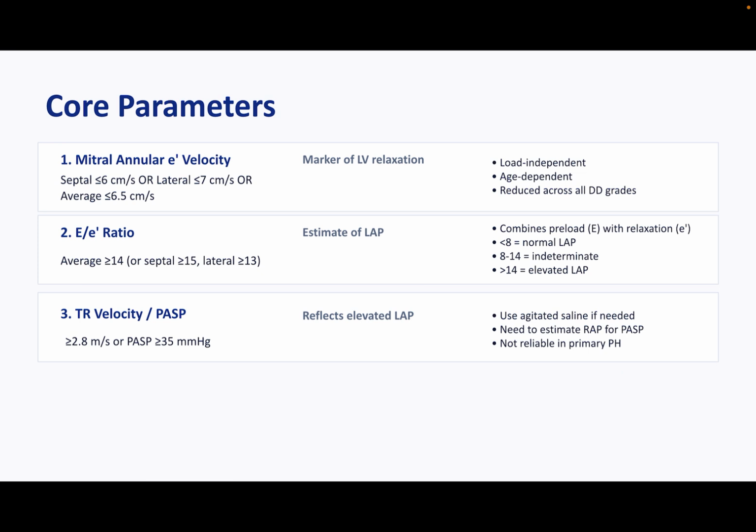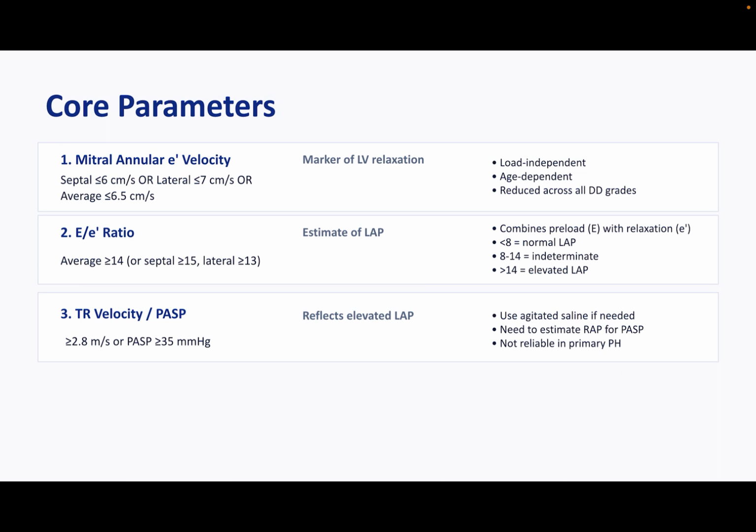Parameter 2, average E to E prime ratio, an estimate of left atrial pressure. E to E prime less than 8 is equal to normal left atrial pressure, 8 to 14 indeterminate, and greater than 14 elevated left atrial pressure. Combining preload, E wave, and relaxation, E prime, it is the best non-invasive surrogate for mean left atrial pressure.